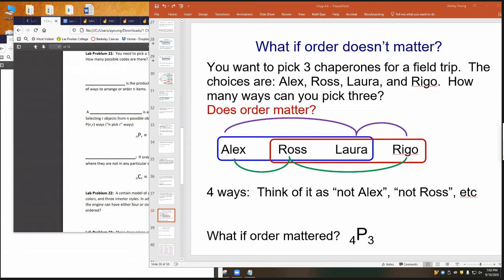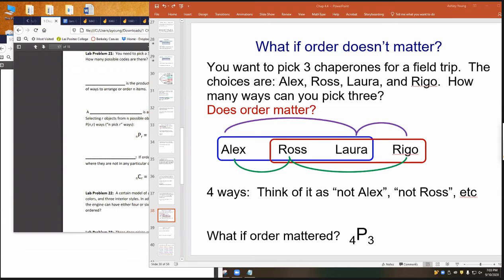So does order matter? Guys, what do you think? Does order matter? No. No, they're chaperones. Great. Keep going. 4 ways. Think of it as not Alex, not Ross, etc. What if order mattered? Right? Thank you. That's perfect.